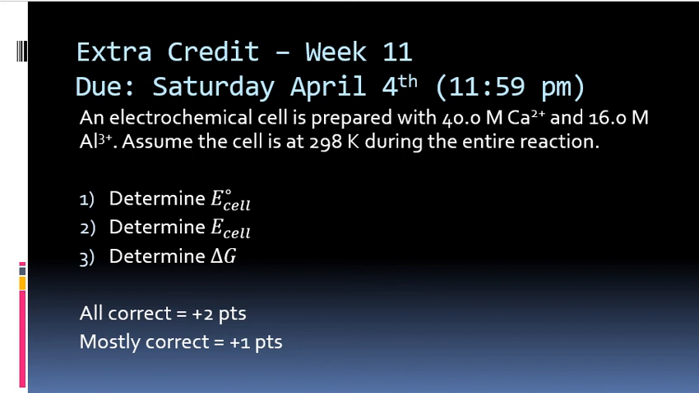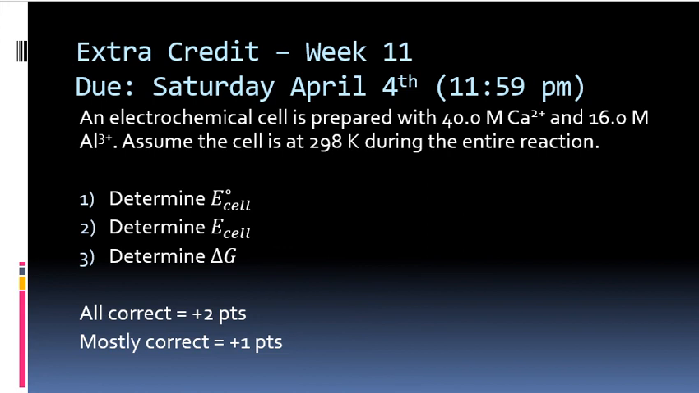The things I want you to determine are the standard cell potential, the non-standard cell potential at these reaction conditions, 40 molar calcium 2+ and 16 molar aluminum 3+, and then determine the non-standard change in free energy. So delta G, not delta G naught. And if it's all correct, plus 2 points. If it's mostly correct, plus 1.